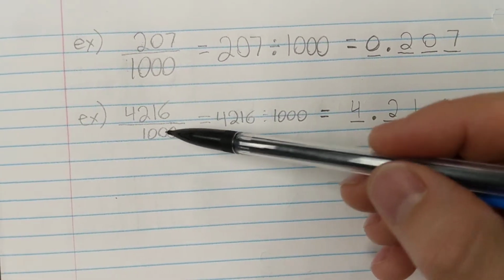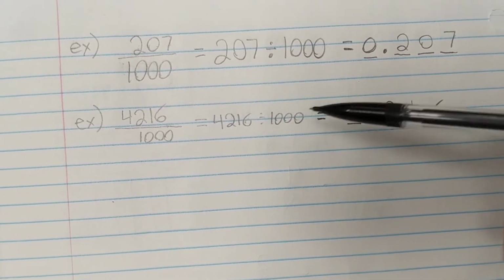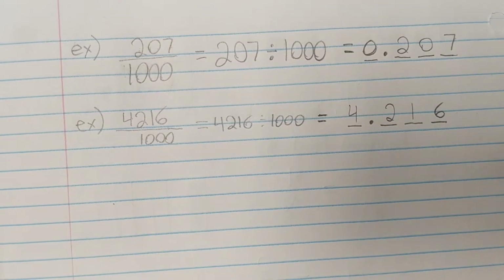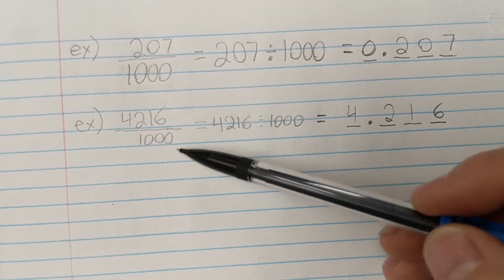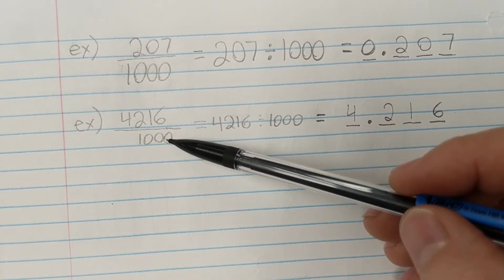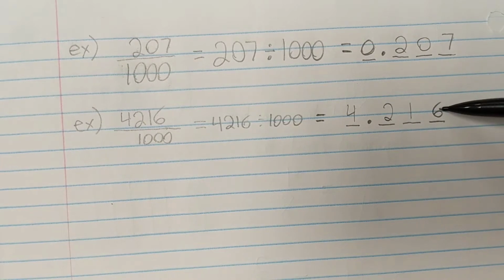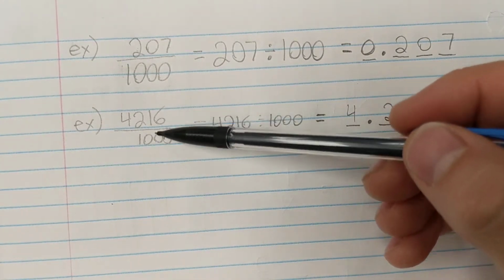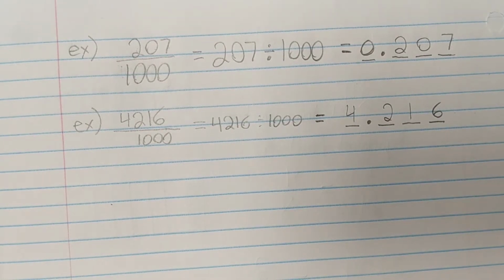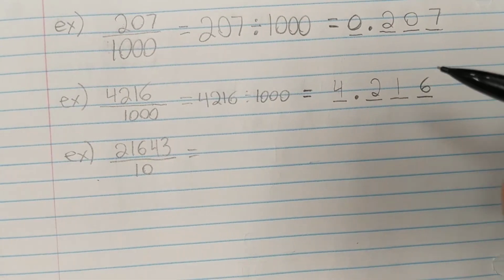4,216 over 1,000, so 4,216 thousandths would equal 4.216 of those units. So you could imagine this, you've got some chocolate bars that are broken up into 1,000 pieces, and you have 4 of them, and then also 216 of those small pieces. That would be this fraction. So this is when you have multiple of those chocolate bars or those pizzas or whatever you're breaking it up into.